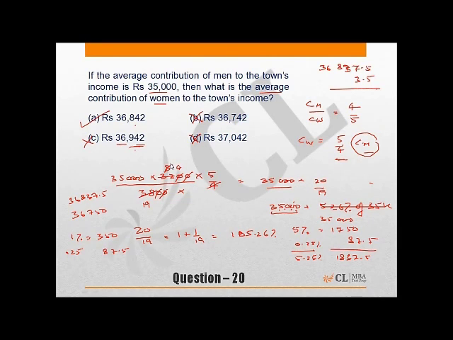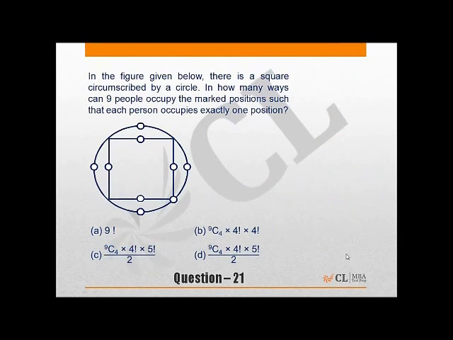Let's move to the next question. In the figure given below, there is a square circumscribed by a circle. In how many ways can 9 people occupy the marked positions such that each person occupies exactly one position? Permutation combination, round 2 for me. It might be an easy question, but what I am comfortable with is what I will do in round 1. The figure looks slightly different from what I am used to, so I did not want to take chances and came back to do it in round 2. But realize it's a fairly simple question.